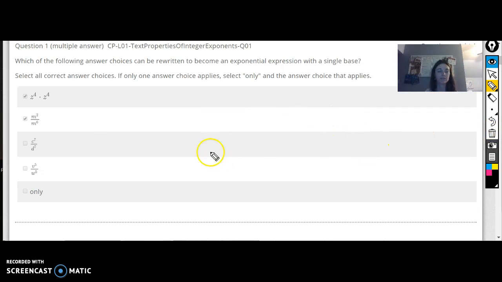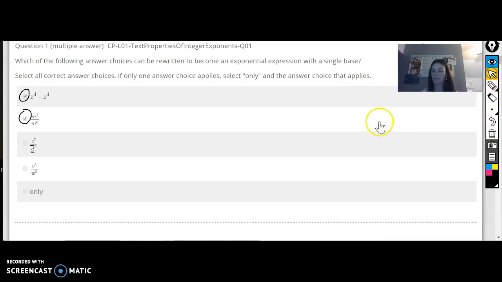Let's look at this one. I've got c to the 7th over d to the 7th. Notice that while my exponents are the same, my bases are not the same, so there's no way that I can combine them. Same thing with this last one, v to the 5th over w to the 5th. While the exponents are the same, the bases are not the same, so I don't have the ability via the properties of exponents to combine these. So the only two answers that make sense here are the first two that we looked at.